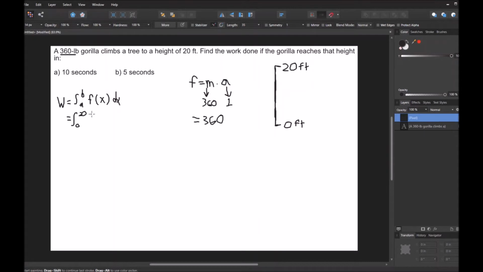So I'm going to write down 360 dx. Now when we go to integrate this, it's going to be 360x, and we're going to be evaluating it from 0 to 20. And so if we were to take the derivative of 360x, we would get 360. So the antiderivative of 360 is 360x.